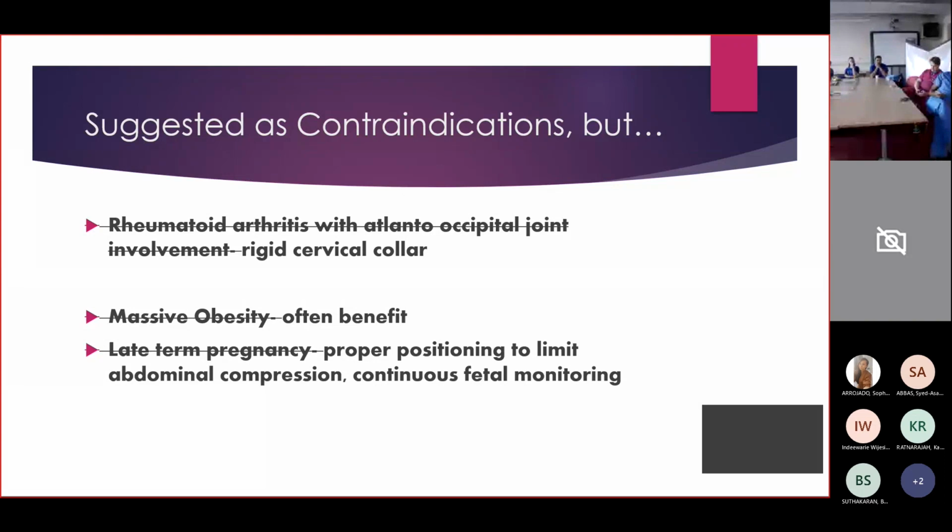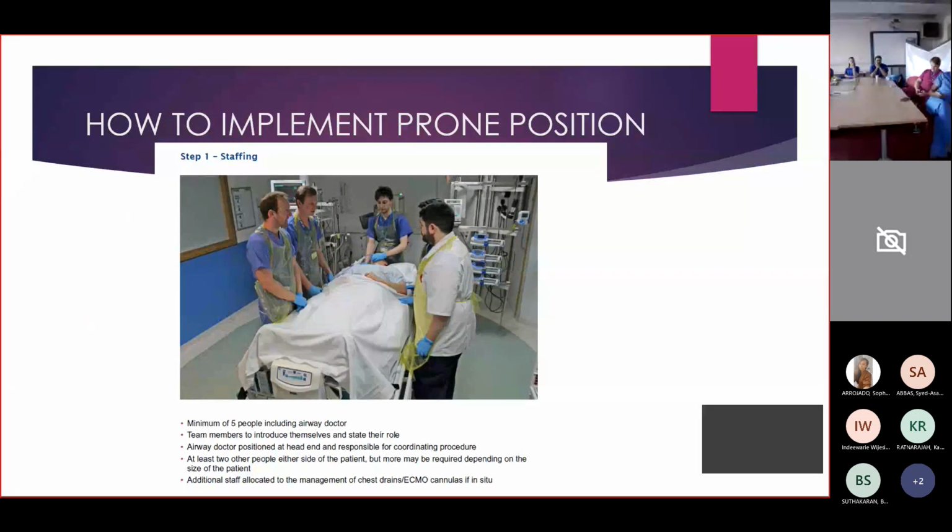So how do we implement the prone position? I think most of us have seen how this is done. We have a proning checklist which we go through before we implement the prone position, but I will just go through it, for those who have not seen this. So what is recommended by the FICM is what I am giving now, the pictures that I'm giving now.